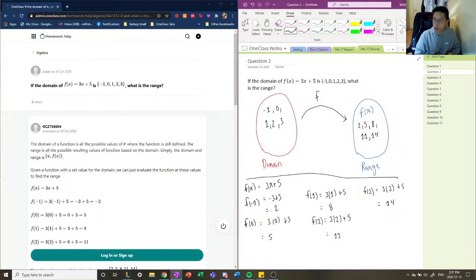This makes sense for our range because in our domain we're given 5 values, so our output should also be 5 values. That helps us confirm that this is indeed our range with this restricted set-up for our domain. Other than that, that's how you solve the problem.